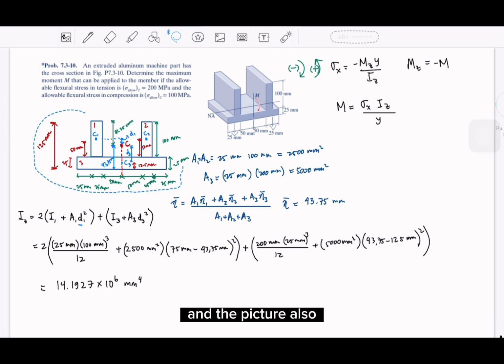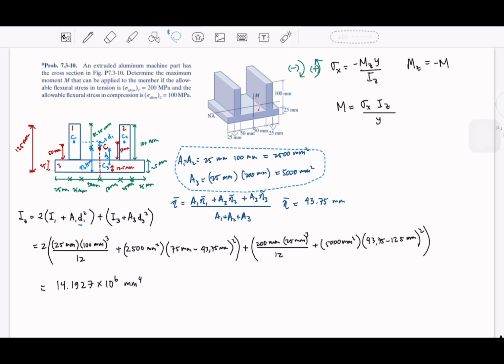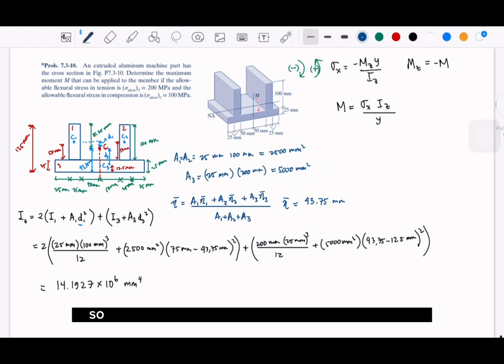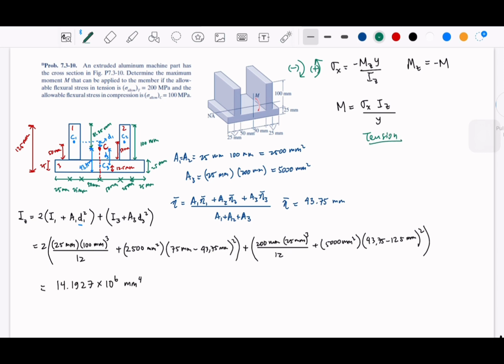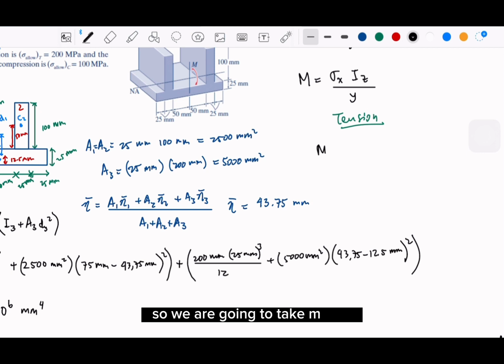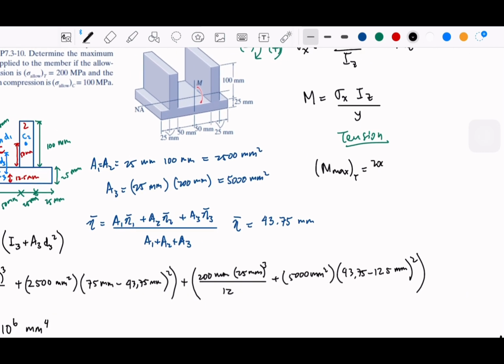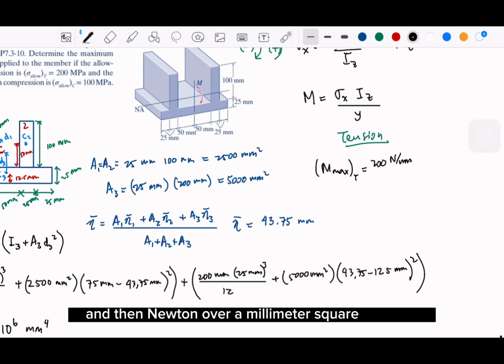And the picture also to the left. Okay. So we can take, for example, the tension. So we are going to take M max and then write T for tension. So equal. This will be, tension is 200, right? 200, and then Newton over millimeter squared, the MPa.